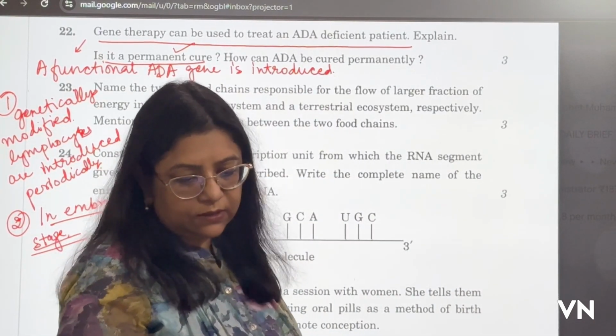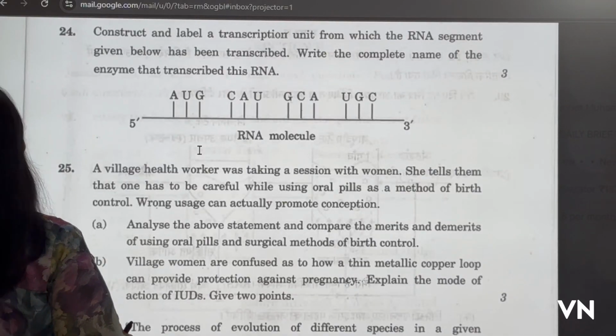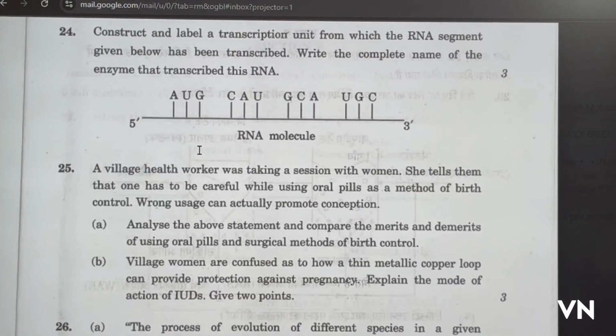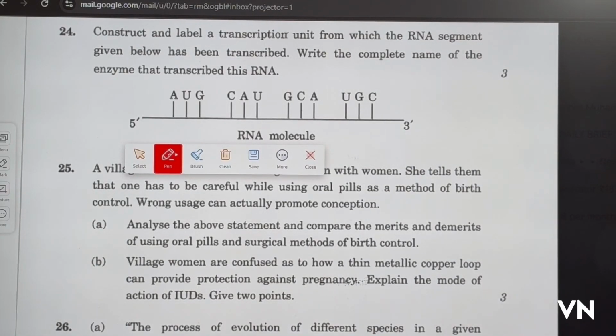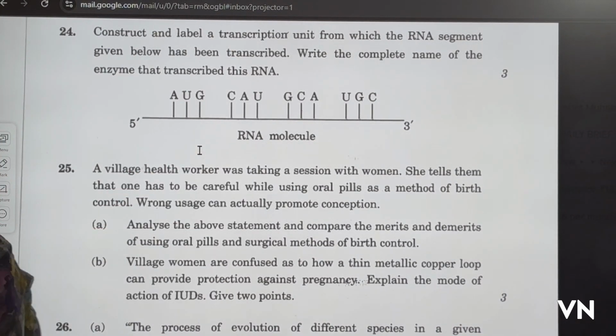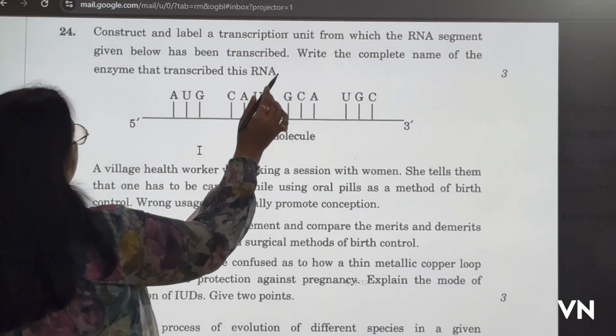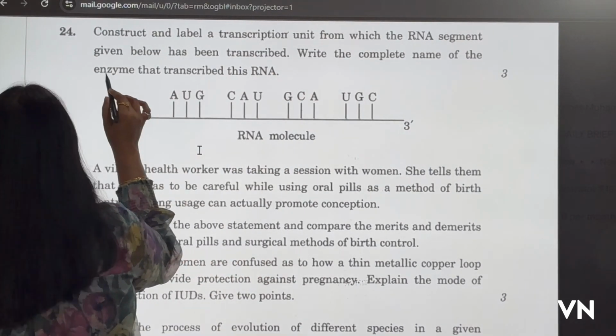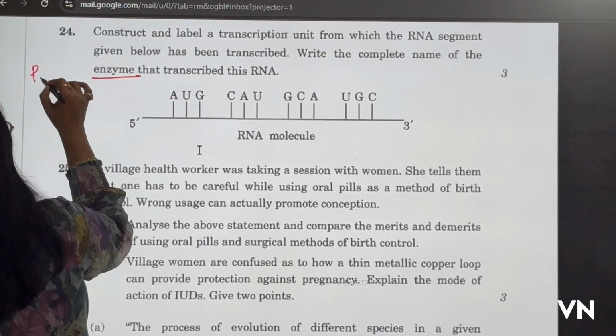Which type of food chain is responsible for the flow of larger fraction of energy in an aquatic ecosystem? Construct and label a transcription unit from which the RNA segment given below has been transcribed. Write the complete name of the enzyme that transcribes this RNA. So name of the enzyme is RNA polymerase.